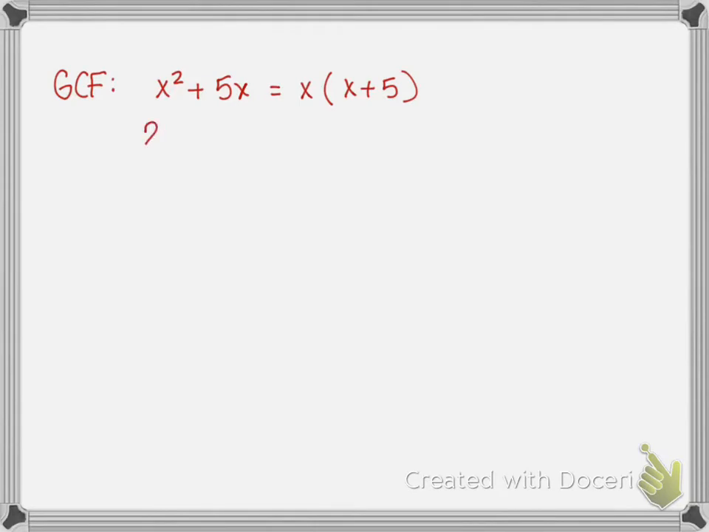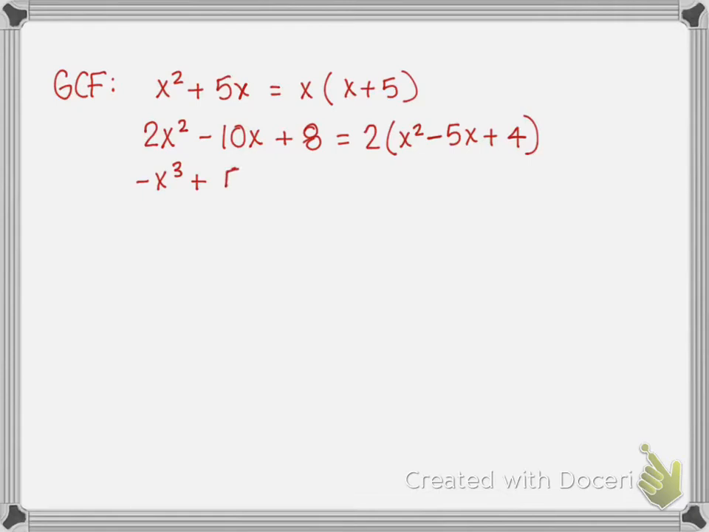Or maybe even one like 2x squared minus 10x plus 8. In that problem, we would factor out the 2 first out of all terms, and we'd have x squared minus 5x plus 4. And as you know, if the leading term is negative in a greatest common factor problem, we're wanting to factor a negative out of all of the terms. So if we had x cubed minus 5x, we'd factor out a negative x, and we'd be left with x squared minus 5.